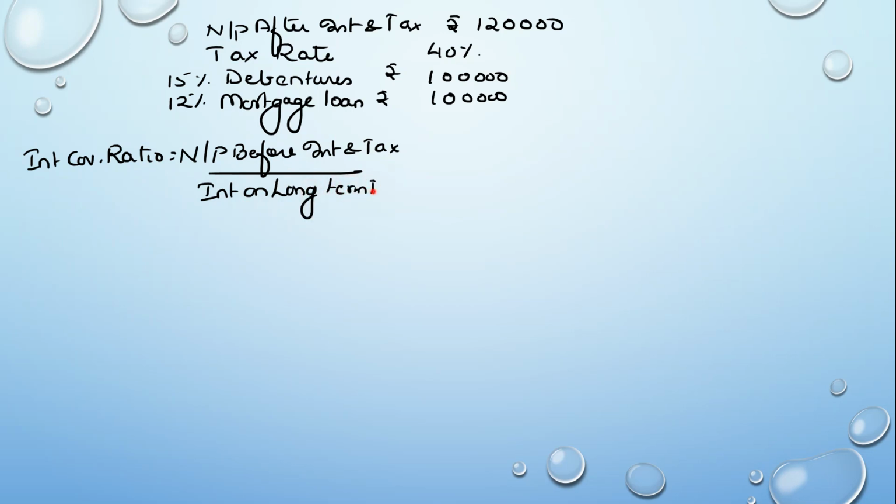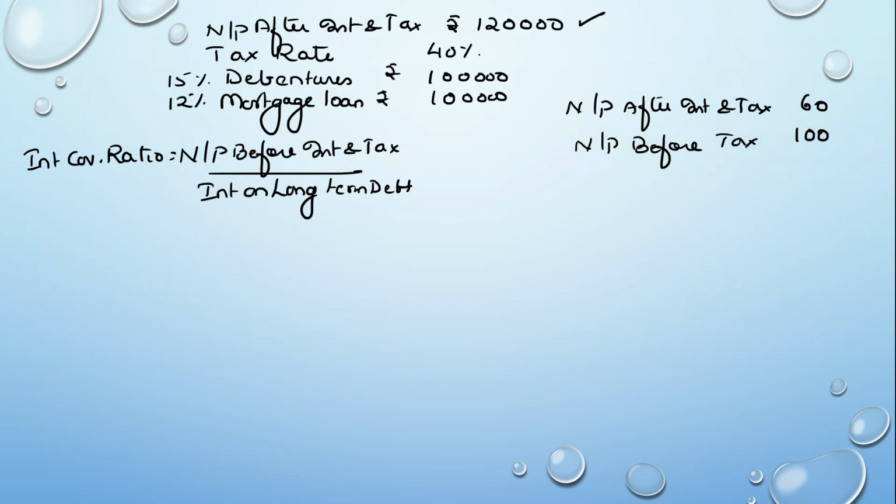Here we have two items of long-term debt. Now let's calculate again here. What are we supposed to calculate? Before interest and tax. And what do we have? Net profit after interest and tax. So same way we will calculate. We know that net profit after interest and tax was 60. And the net profit before tax would be then 100. As per the explanation, please go back and review it. If you're not yet clear with that, learn it again and come back here. I'm not repeating it again here.